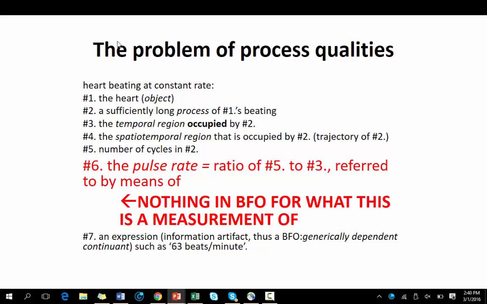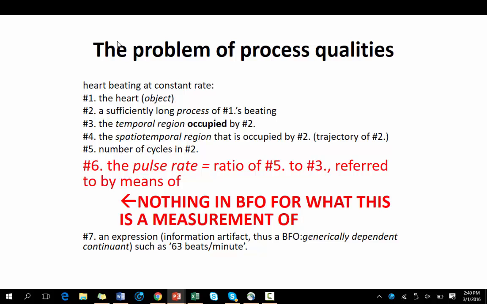Now, what about heartbeat? So let's suppose that your heart is beating at a constant rate. So what is involved here? Well, we have the heart. We have the process of your heart beating for a sufficiently long period of time to do some appropriate measurements thereof. And then we have the period of time, which is that long period. And then we have the spatiotemporal region, which is occupied by your heart. So you'll be moving around somewhat while the doctor is taking your heartbeat.